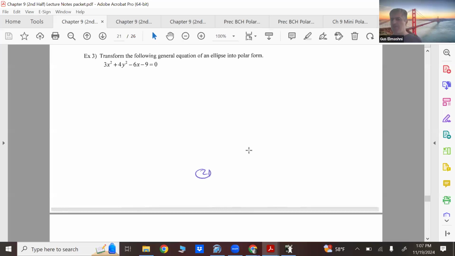Okay, this one is very similar to a test question. Looking at a test right now, actually, very similar to a test question. So let's convert this to polar form. So I probably would do... actually, what would I do? Let me think about this one here. Let's think about it. I wonder if we should complete the square.